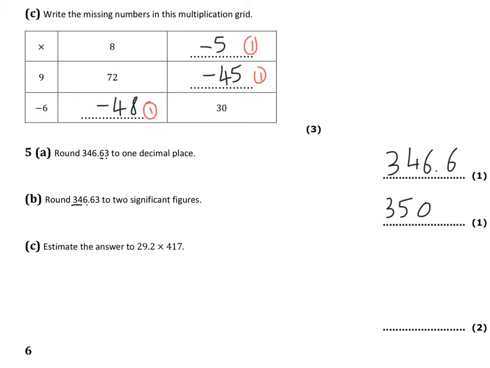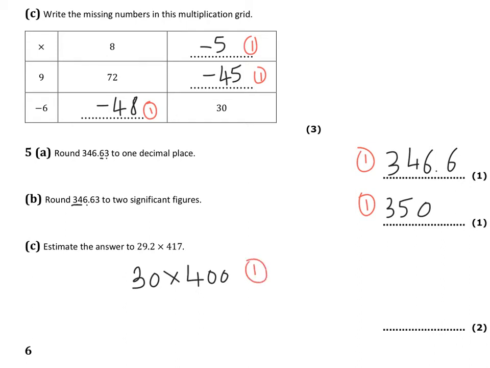Part C, they're both worth 1 mark, by the way. Part C, estimate the answer to 29.2 times 417. Well, when you estimate, you round everything to 1 significant figure. So there should only be 1 digit, and the rest should be zeros. So 29.2 is roughly 30, and 417 is roughly 400. So 1 mark for that.